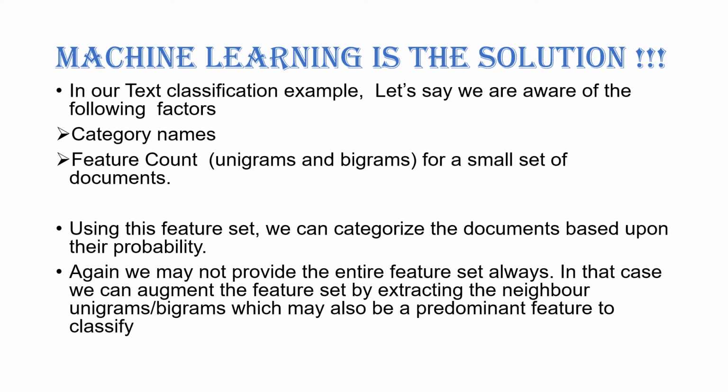Of course, we need to know the categories beforehand, and we also need to know the frequency, or we can also have the probability count. That would be even better. So using this feature set, we can categorize a document based on that. So given a large number of data and a large number of features, we can calculate their frequency, and with a trial and error methodology, we can even filter the features. First we need to calculate the frequency count of all the words, and then we can filter them based upon their probability.